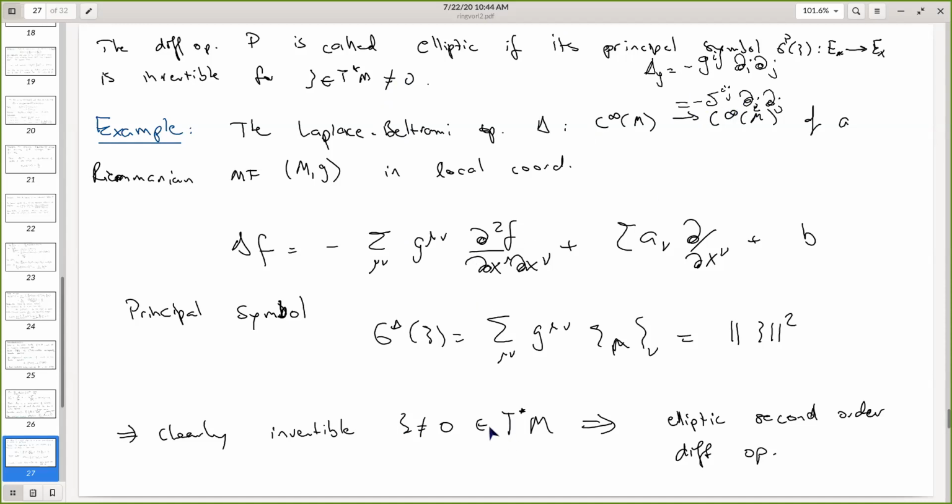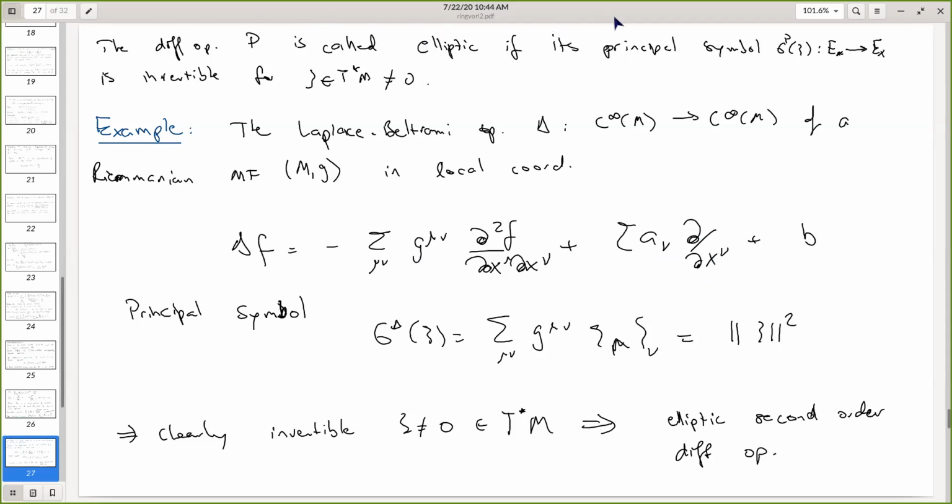So these were all a little bit definitions. Let me give you a very concrete example. The Laplace-Beltrami operator, which maps C infinity functions on a Riemannian manifold to C infinity functions, in local coordinates can be written as the sum over mu nu of g mu nu, where g is the metric, the inverse metric actually, d squared f over dx mu dx nu, plus the sum over a nu dx nu, plus some function b.